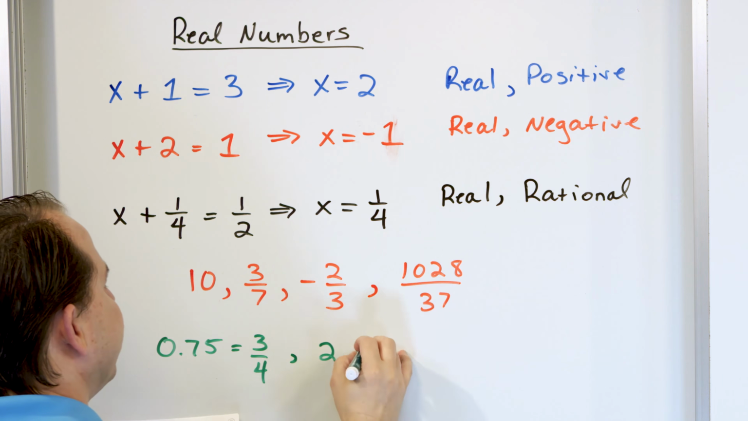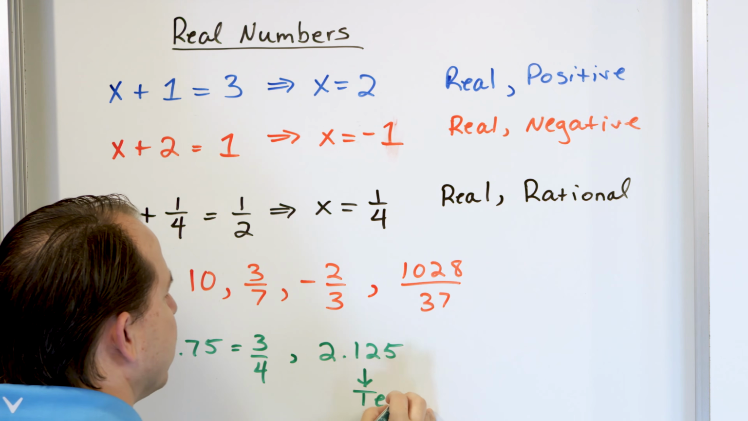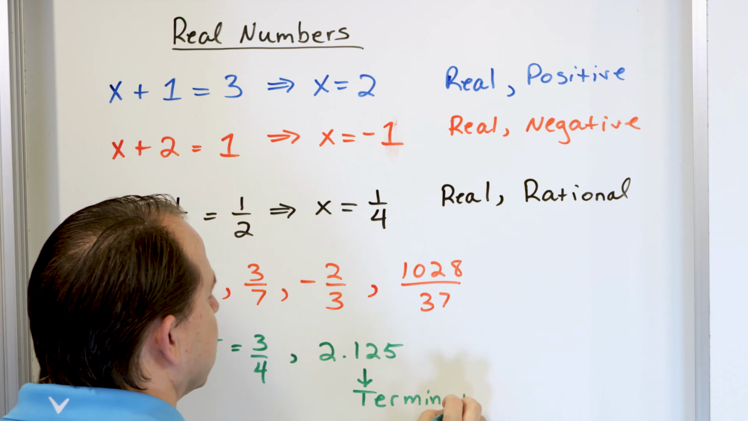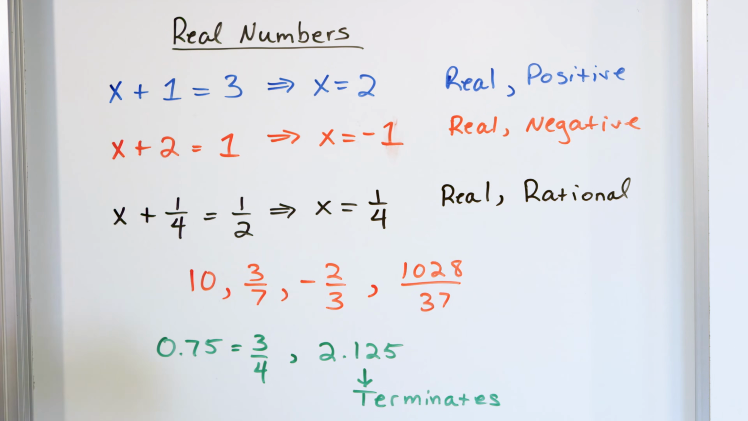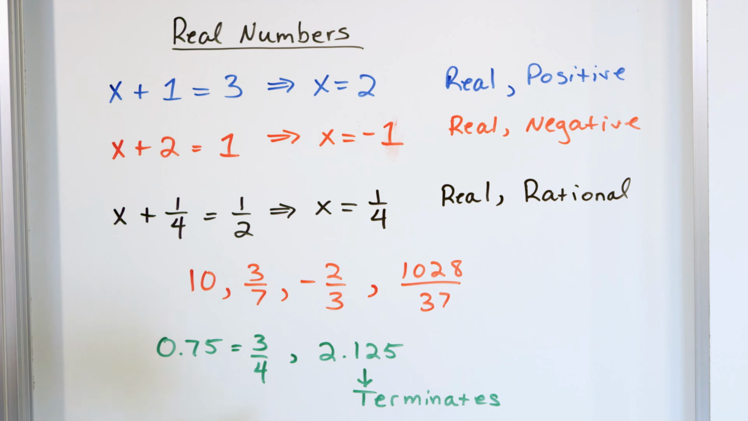For instance, 2.125. Any decimal that terminates like this can also always be written as a fraction. So this is a rational number too. I can go find a fraction that's equal to this, right?